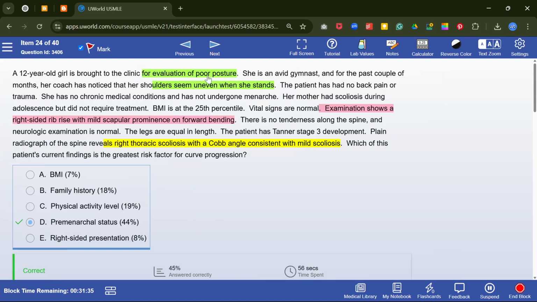Okay, look at this question. This 12-year-old girl comes to clinic for evaluation of poor posture. Her coach noticed that her shoulders seem uneven when she stands. Her mother had scoliosis during adolescence but did not require treatment. Examination shows right-sided rib rise with mild scapular prominence on forward bending.